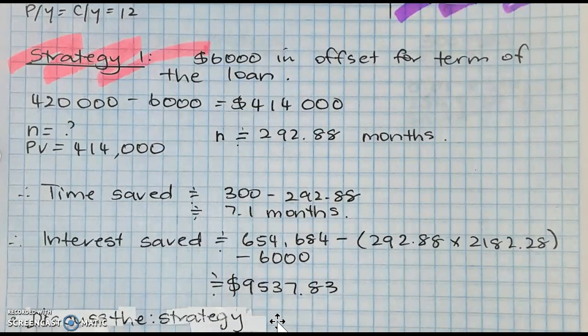And some of the things that you can talk about is that to have an offset account, sometimes you have to pay a higher interest rate, or you might have to pay fees. Also, you don't really know if you're going to have that money. And in this situation, realistically, if you had that $6,000 extra, you would have just got a smaller loan. So you wouldn't have borrowed $420,000, you would have borrowed $414,000. So it doesn't really make a lot of sense in this case that you're going to have that money at the start. But it is just one way of looking at the scenario.